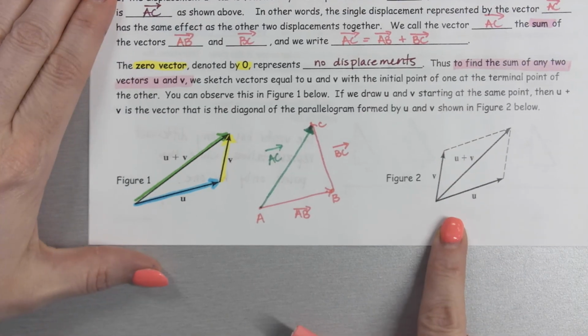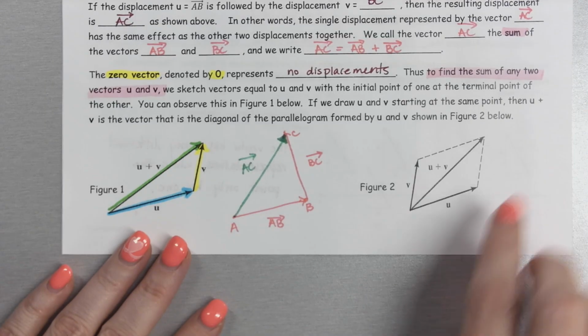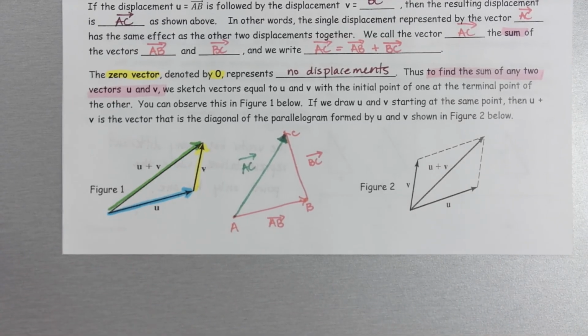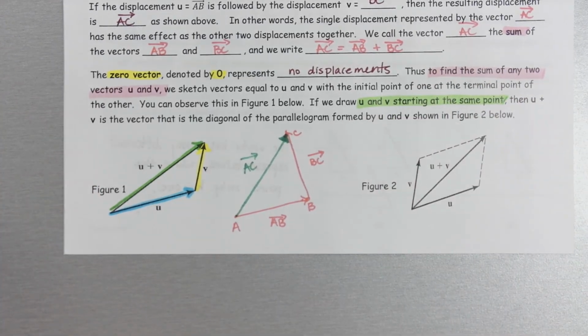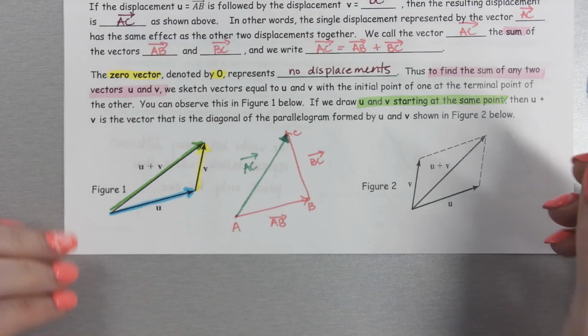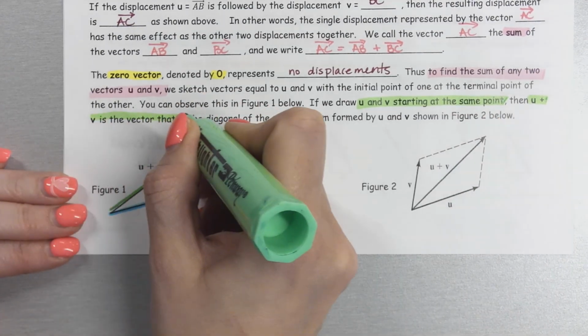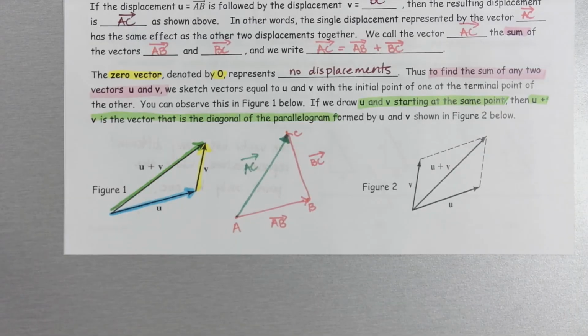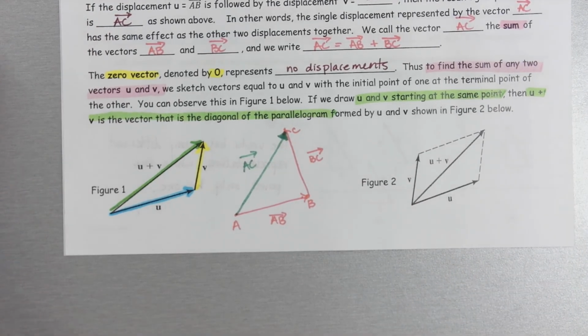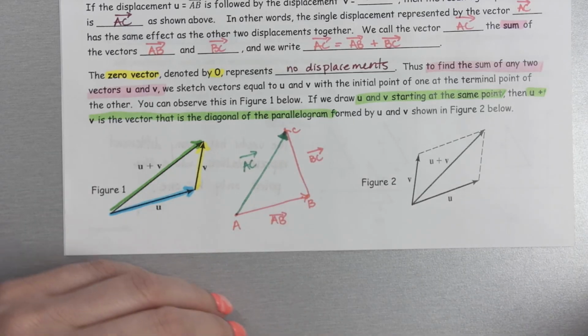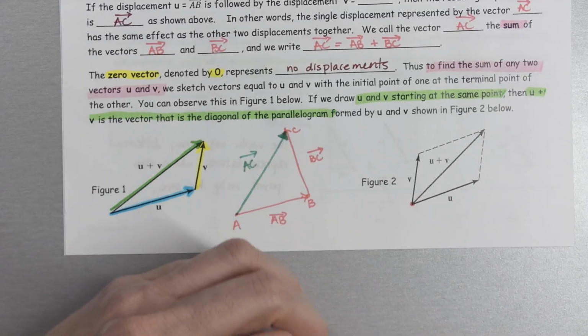Now when you are doing the vector addition, if you draw u and v starting at the same point, this would not be the head to tail method. So if you draw u and v starting at the same point, then u plus v is the vector that is the diagonal of the parallelogram. This is what we're going to be using in our application process tomorrow.